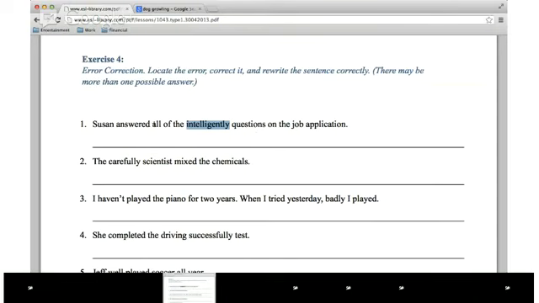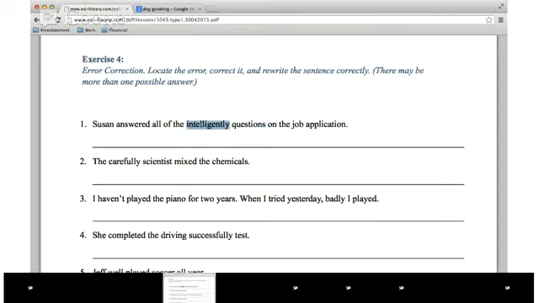Okay, we could actually put intelligently right after questions. So questions is going to be the object here. Okay, so the direct object. So she's answering the questions. Okay, so the questions is receiving that action. So Susan answered all of the questions intelligently on the job application. Okay, so that's where we would put it, in between questions.